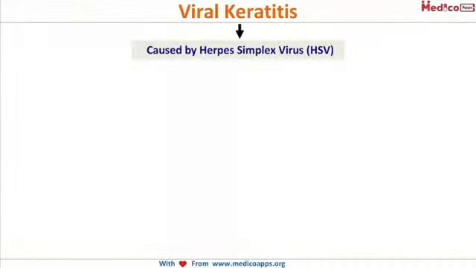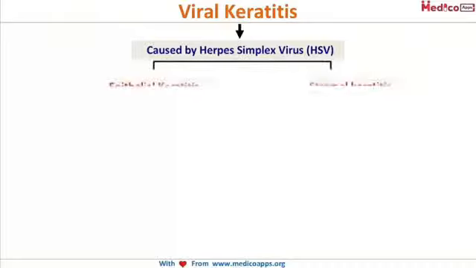That is the viral keratitis, and it is caused by herpes simplex virus. Only the herpes viruses affect the cornea. Most of the other viruses don't. So it can affect the cornea in two different types. It can be only an epithelial keratitis, or it can go deep into the stroma and cause a stromal keratitis. So epithelial and stromal HSV keratitis is present in cornea.